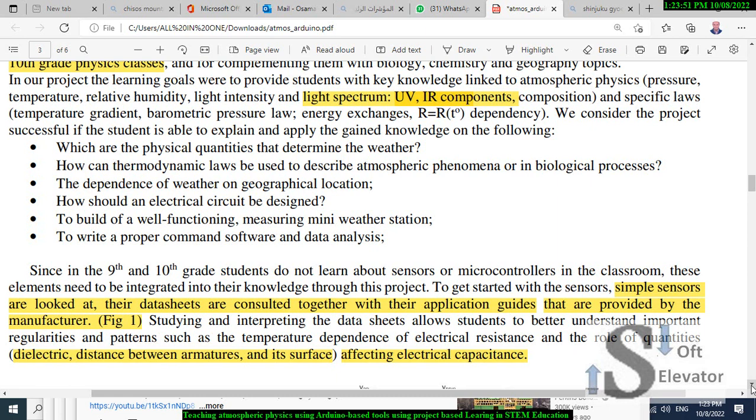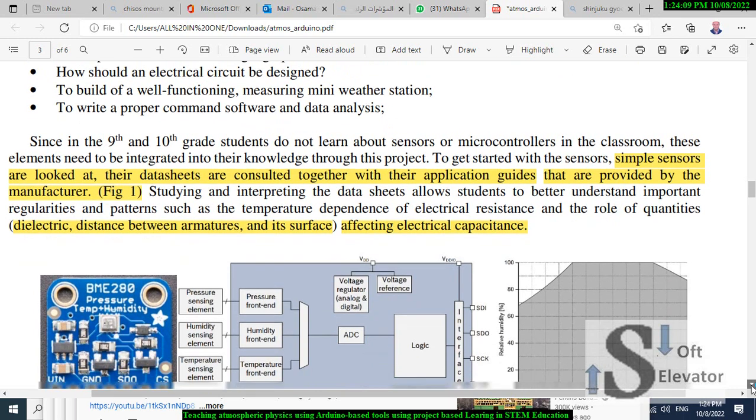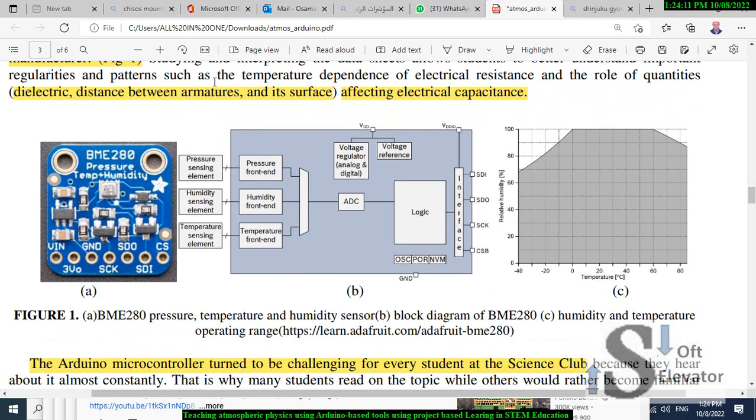So simple sensors are looked at, and the data sheets are consulted together with their application guides provided by the manufacturer. Figure 1, the following figure: the electric distance between armatures and its surface affecting electrical capacitance. This is an example.